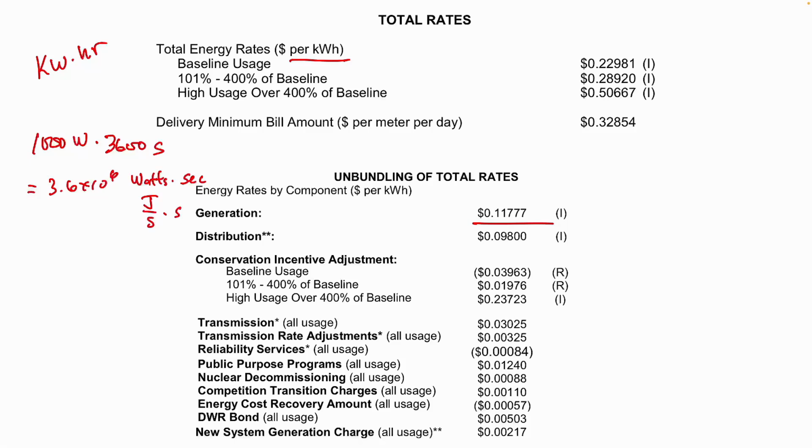So it doesn't say what my baseline usage was on this thing, but it changes depending on what time of year it is. But let's say it's like 300 kilowatt hours. So that means I'm allowed to use 300 kilowatt hours of electricity every month. Now, if I go beyond 300 kilowatt hours, do they just shut off my power? No, they raise the rate.